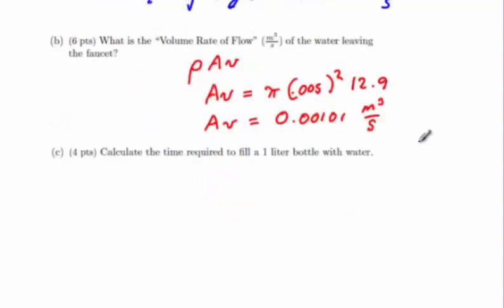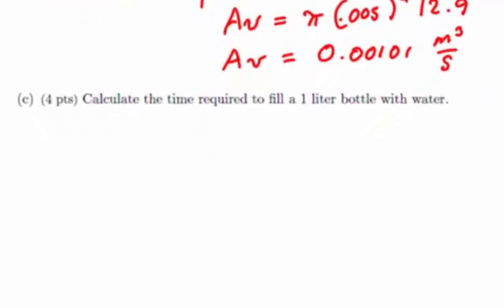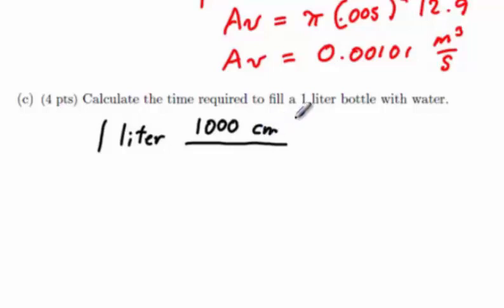Finally, we're asked to calculate the time required to fill a 1-liter bottle with water. Examining the units of the appropriate quantities, liter will be a volume, and if we divide this by the volume per second, we'll come up with a time. However, since the volume rate of flow that we calculated in the previous part of the problem is listed in cubic meter per second, we need to convert our 1 liter into cubic meters in order to proceed. We recognize that 1 liter is equal to 1,000 cubic centimeters, and so we will multiply by cubic centimeters and divide by liters.